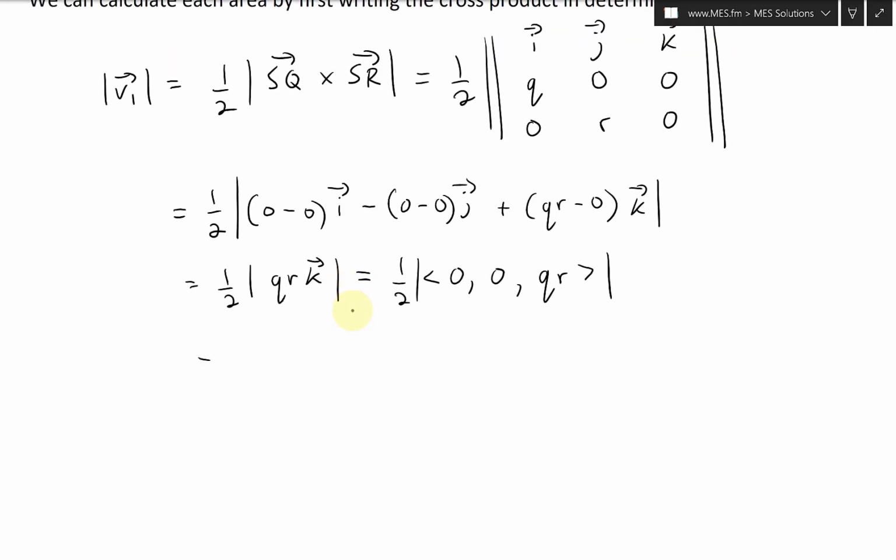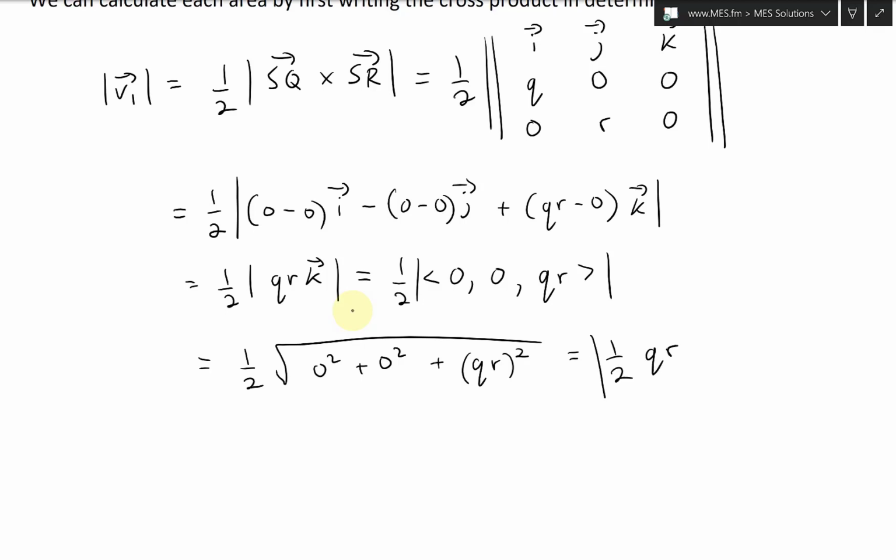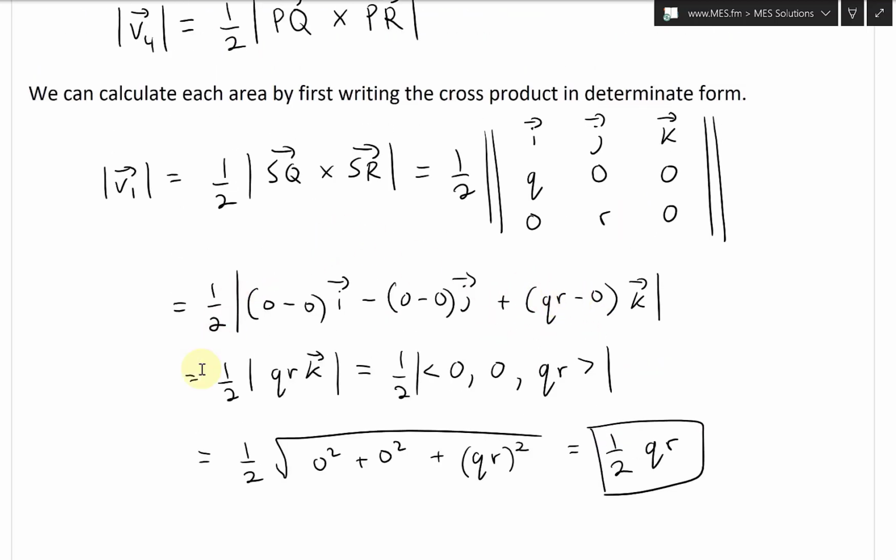And then recall the length is just going to be a square root, so we'll do 1/2, then square root, and then all the components squared. So 0 squared plus 0 squared plus QR squared. Then all these vanish, and the square root cancels the squared. We're just left with 1/2 QR. So that is the length of the component. And note that it only has value in this Z component. So that's the only part it has, and the length of that is 1/2 QR, and you can just multiply that inside.